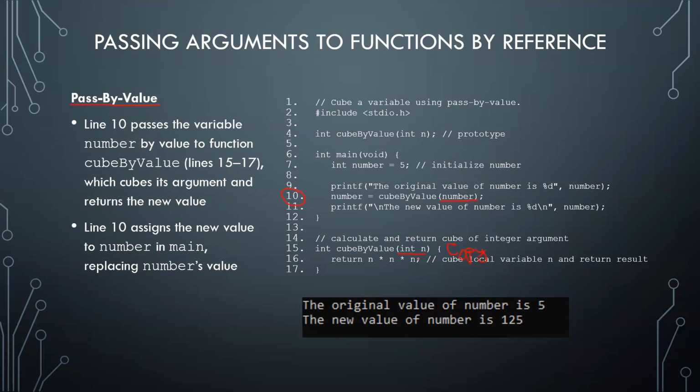right? And it returns n times n times n. So if I send it 5, it's going to return 5 times 5 times 5, or 125. So the new value of number is going to be 125. So here the original value is 5 from line 9, and then the new value is 125 from line 11.